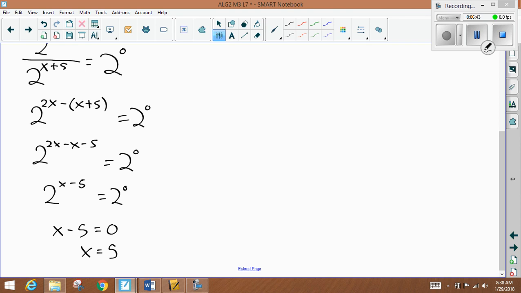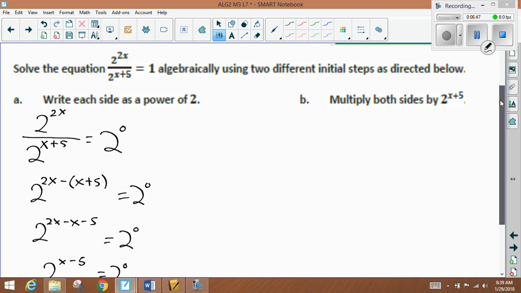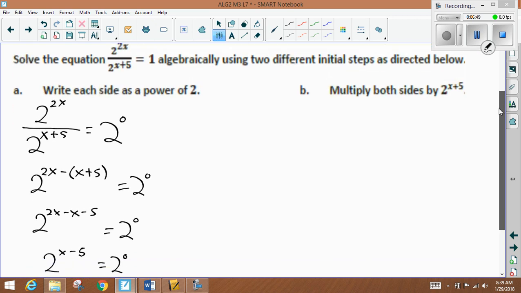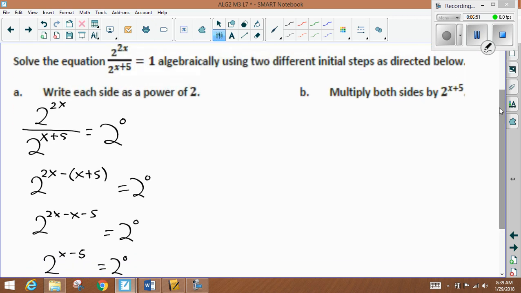Alright, let's do it again. So let's do our second approach. We're going to go ahead and do it not using rules of exponents, but using our rules of algebra. Okay, so we're going to multiply both sides by 2 to the x plus 5. Hopefully we'll get the same answer, because the answer doesn't change, right?